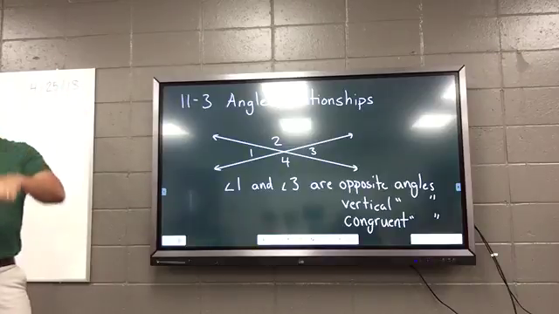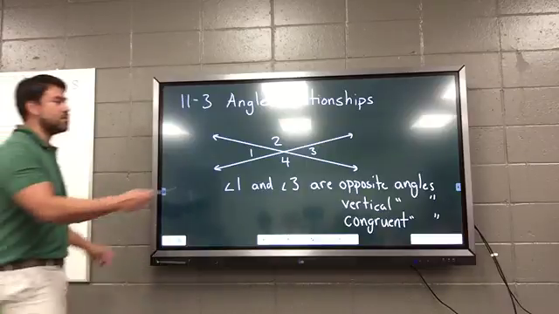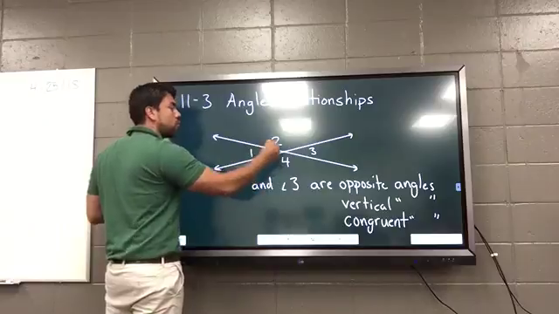Okay, great. Annie, give me the other congruent angles. 4 and 2. Oh, you measured it? What'd you get? I didn't measure. Then how can you say that? Because they're opposite. That's right. These are congruent because they're opposite or vertical angles.